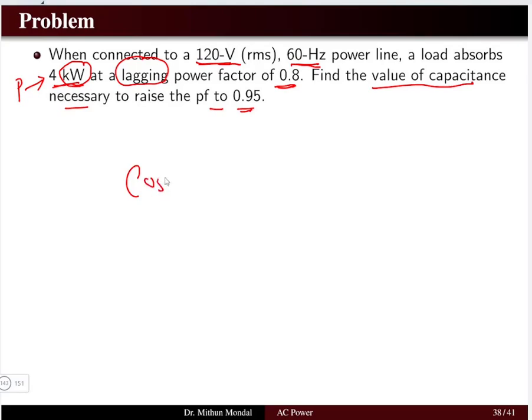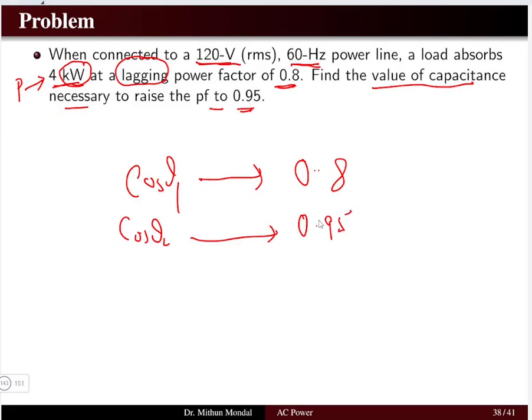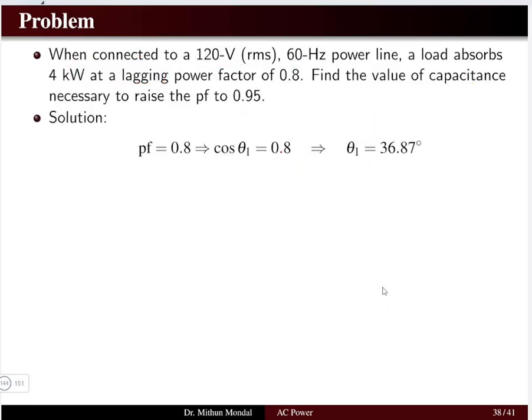So cos theta 1 was 0.8. Now cos theta 2 you want to increase to 0.95. The lower value is 0 and the higher value is 1, so you are moving towards the unity power factor condition. If you are moving towards unity power factor, it means you are improving the power factor. So from condition 1, cos theta 1 is 0.8, you first determine the value of theta 1. This is the angle.